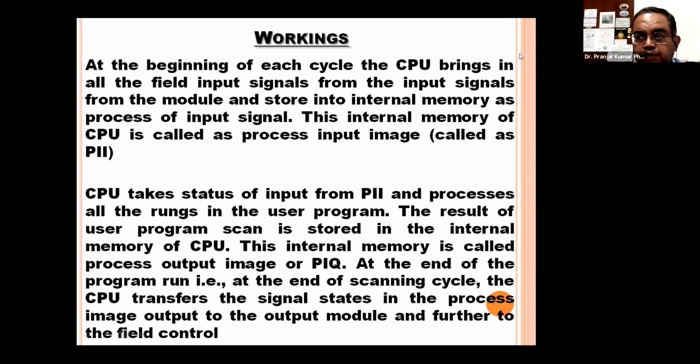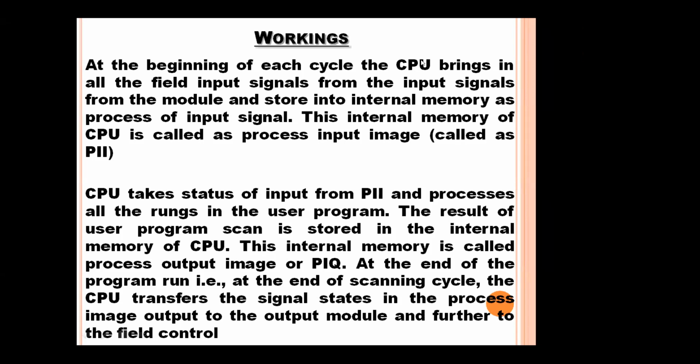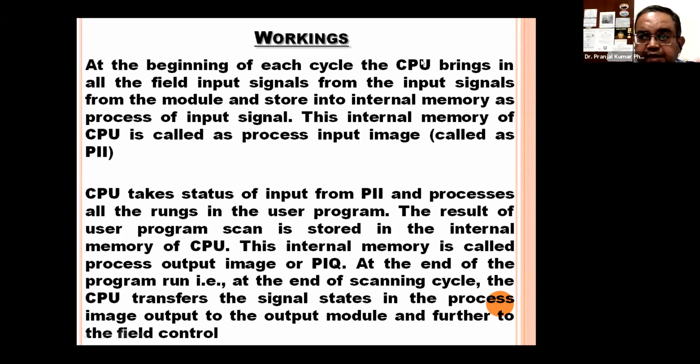So, what I was saying, that at the beginning of the cycle, each CPU brings in all the field input signals from the input module and stores them in an internal memory as the process input signal. This internal memory of the CPU is called the process input image, or you can say PII.